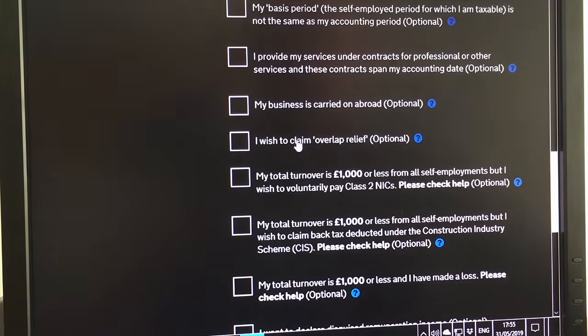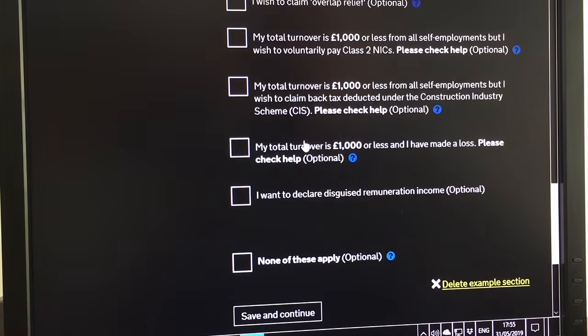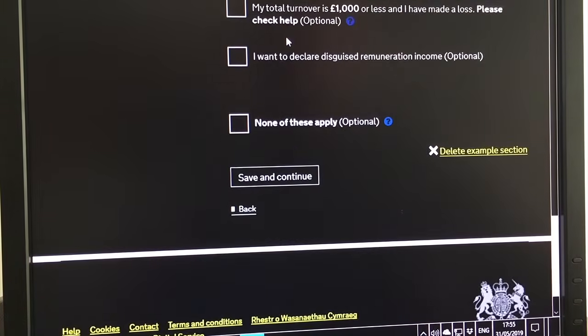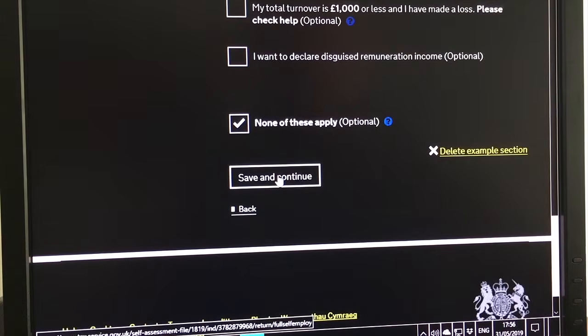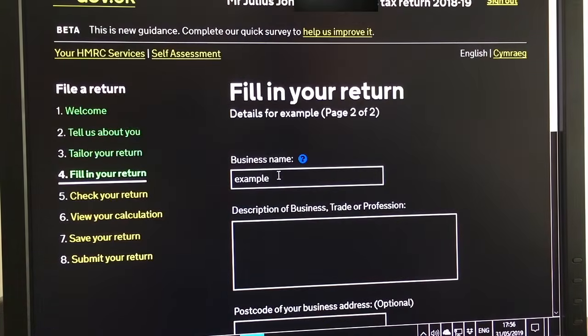Abroad, no. No. This will put a lot of people off because you'll think, oh, I don't know about this, but almost certainly you're not going to have anything there. My total turnover is £1,000 or less, and I have made a loss. That's not going to apply to you. I want to declare disguise, definitely not. None of these apply. That sounds like the one, doesn't it? So carrying on. Save and continue.